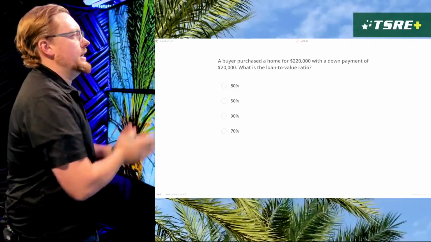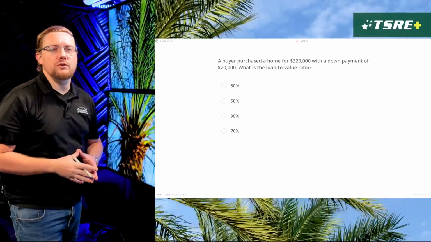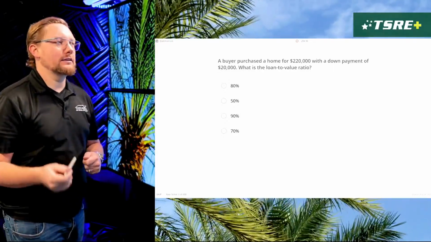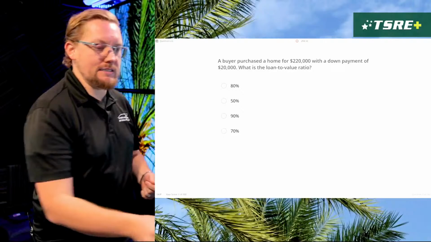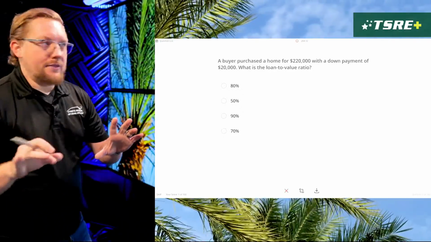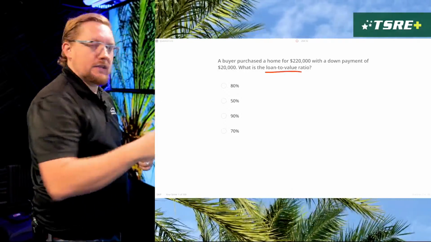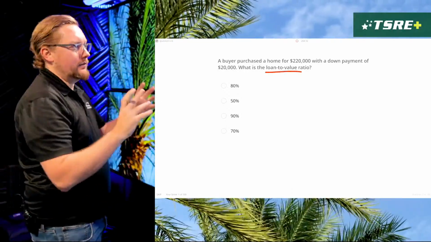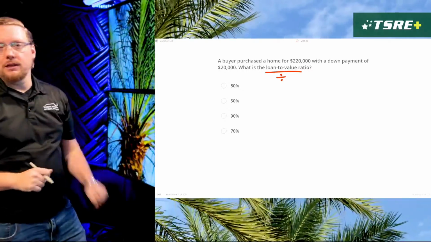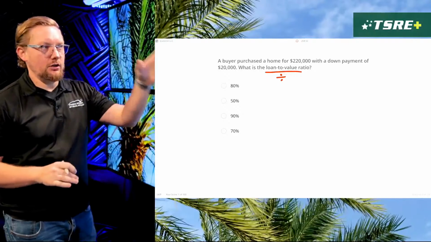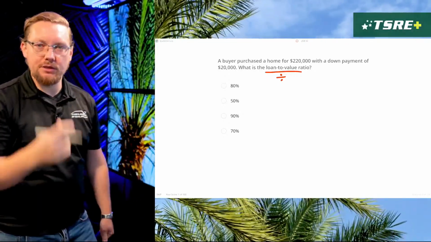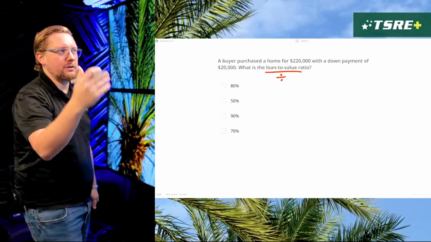So next question here. A buyer purchased a home for $220,000 with a down payment of $20,000. What is the loan-to-value ratio? So we've got some math here now. And what I really like about this, and this is another thing we do point out specifically in the exam cram videos, there's a lot of visual in there. Your formula is right in front of you in the question. Loan-to-value ratio, the formula is loan divided by value. Loan-to-value means loan divided by value.